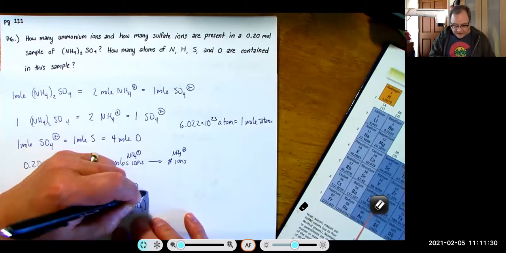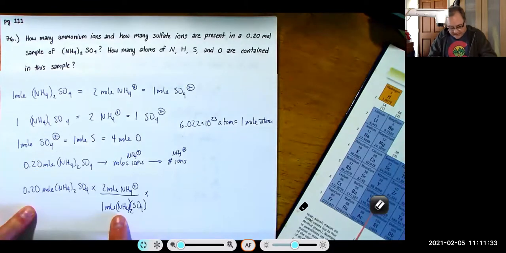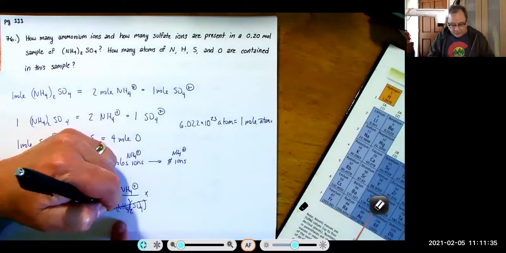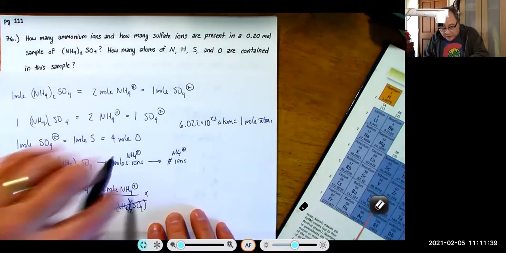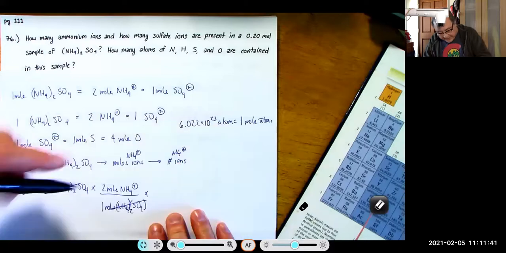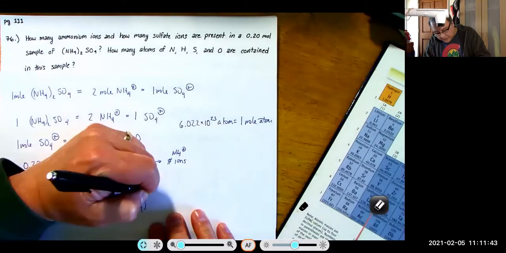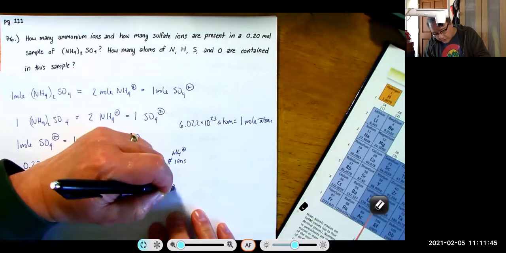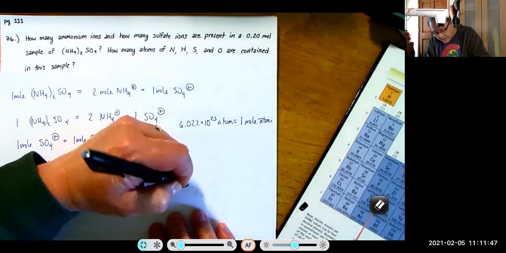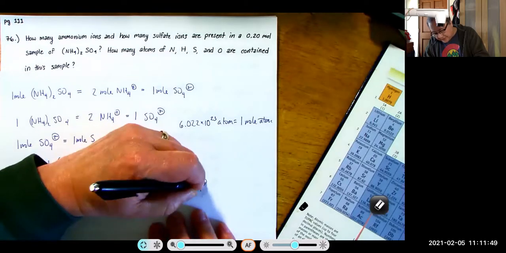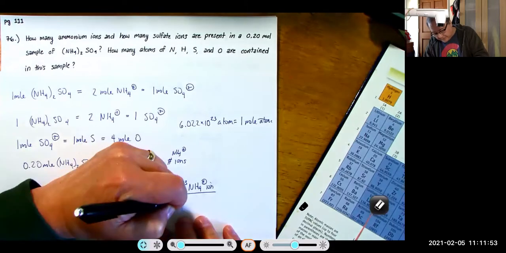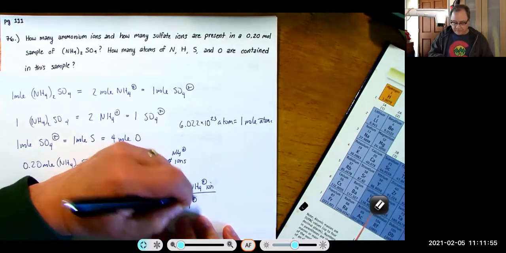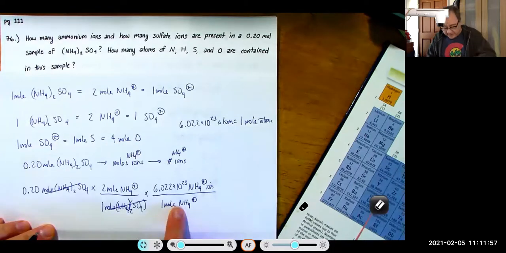So there's my first calculation. These cancel, and I now have moles of ammonium ion. This we can also use for ions. So I can say that I have 6.022 times 10 to the 23rd ammonium ions per 1 mole of ammonium. So that's perfectly legitimate.